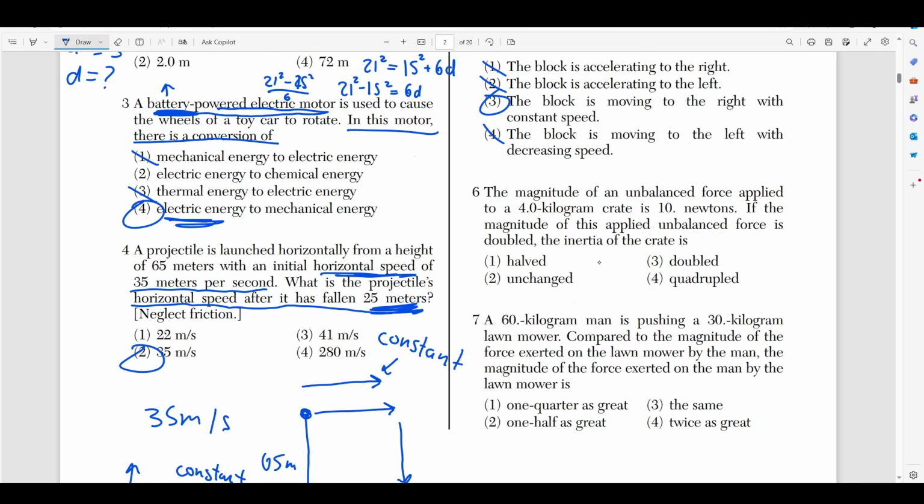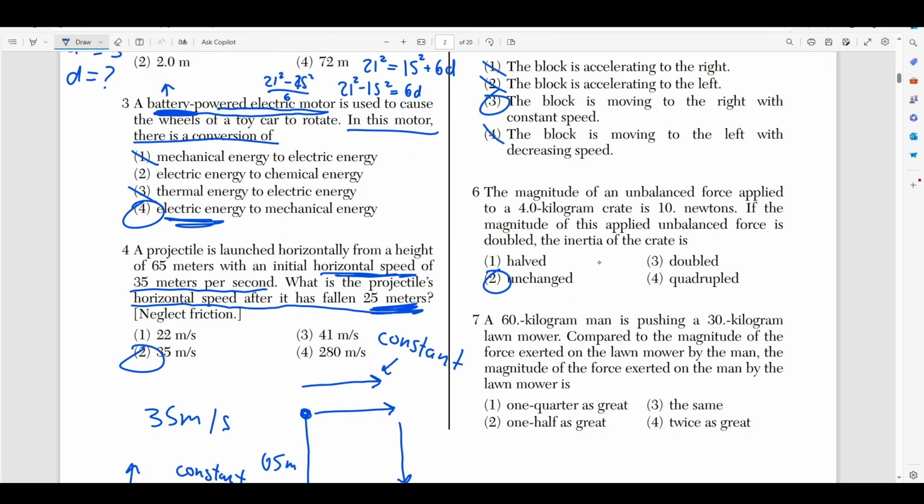Number 6 says the magnitude of an unbalanced force applied to a 4 kilogram crate is 10 newtons. If the magnitude of this applied unbalanced force is doubled, the inertia of the crate is what? Well, think about it this way. Inertia is entirely dependent upon the mass of the object. So if you double the force, it doesn't matter. The inertia doesn't change.